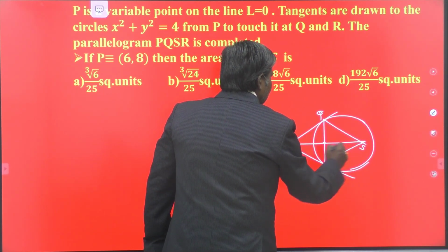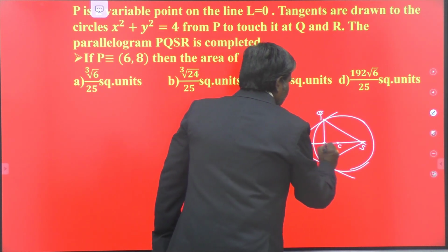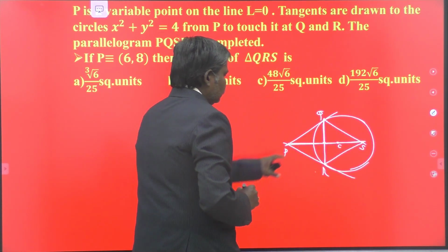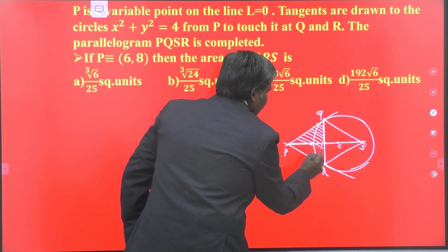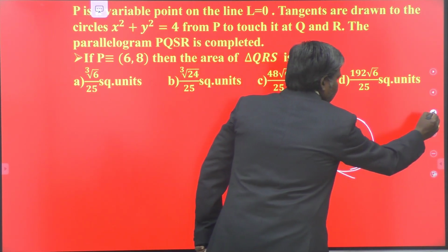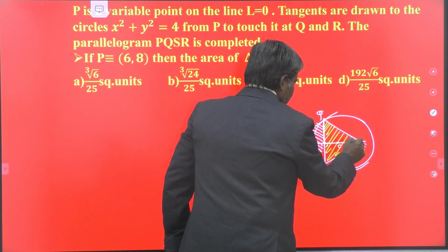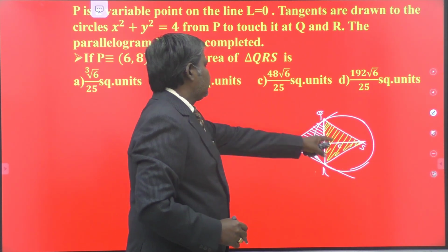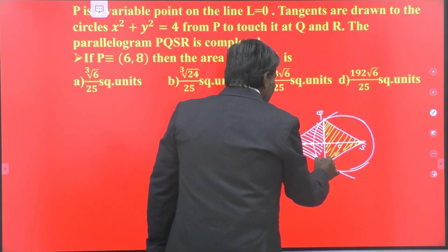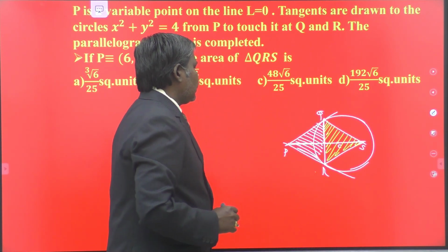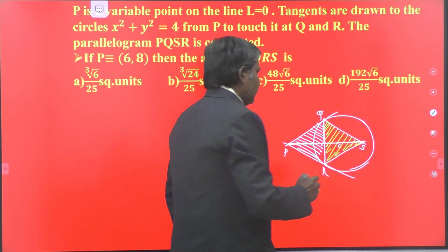Since these two are perpendicular, because the line joining the center is automatically on this line, therefore these two are similar triangles. So the area of this triangle is equivalent to the area of the other triangle. Both the areas must be equal. So you need to find the area of triangle PQR, which is equivalent to QRS. No need to find the coordinates of S here, my dears.